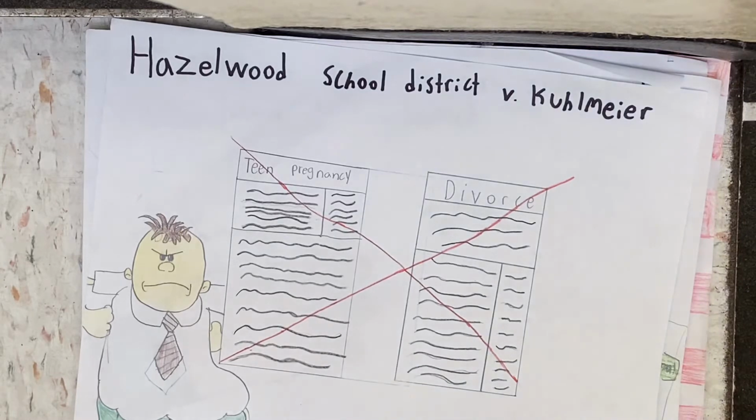The outcome of this case was in favor of the school. They say that since it was a school-sponsored activity, the officials have the right to limit what goes on their paper. In conclusion, school officials are allowed to censor school-sponsored newspapers or articles as long as it's fair.